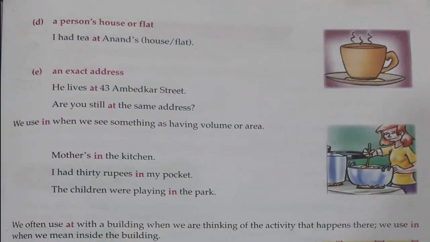A person's house or flat. I had tea at Anand's house or at Anand's flat and not in Anand's flat. When you talk about an exact address, as in these examples, he lives at 43 Ambedkar Street. Are you still at the same address? So we are using the word at to indicate place over here.